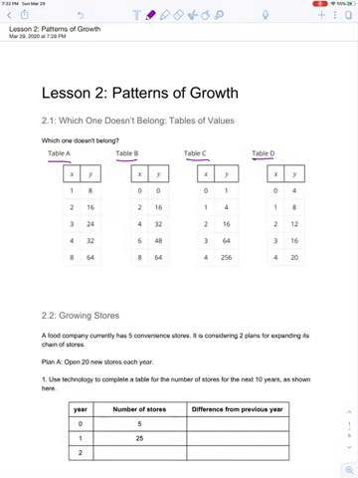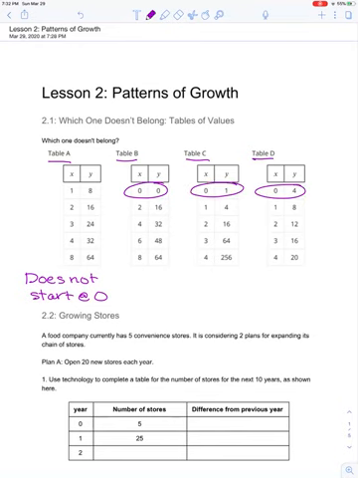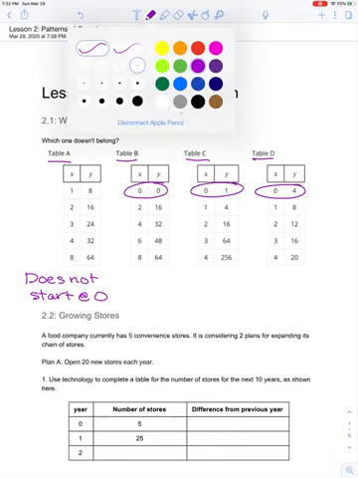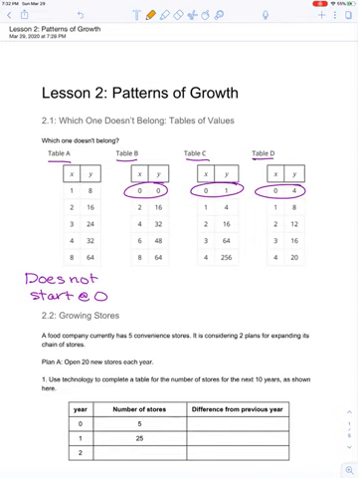For example, on Table A, it's the only one that doesn't start at 0. Everything else has a 0. Okay. Table B, everything in Table B is an even value.